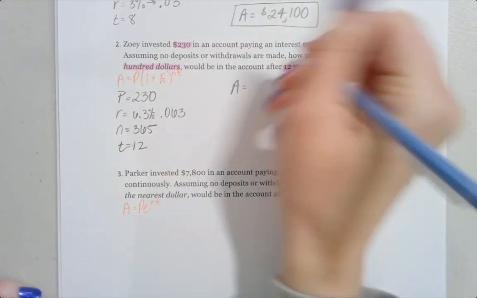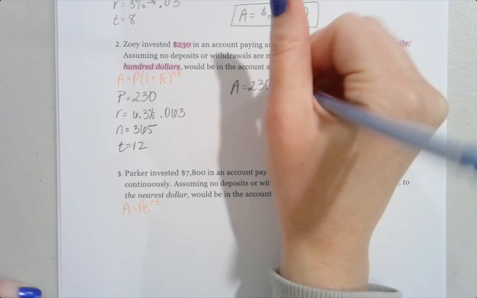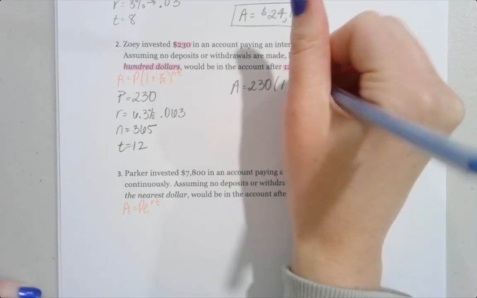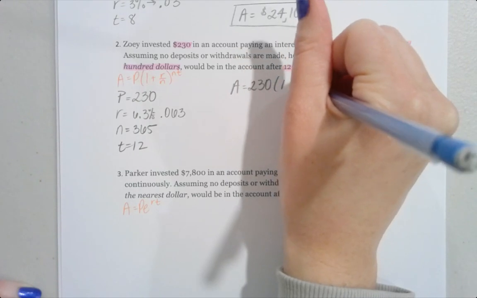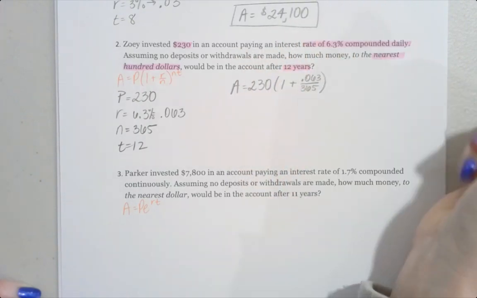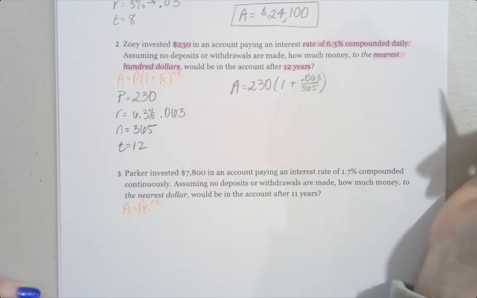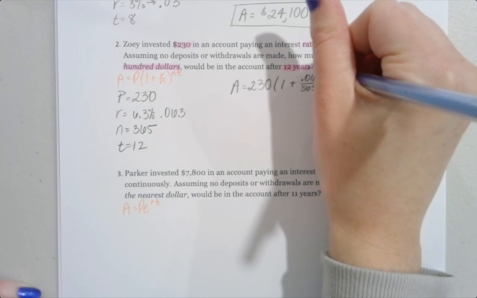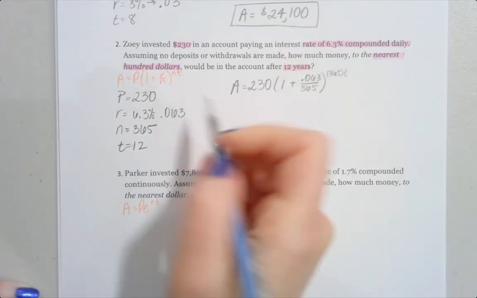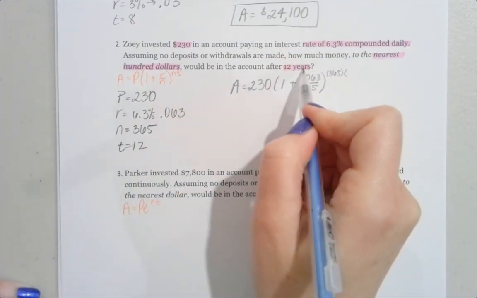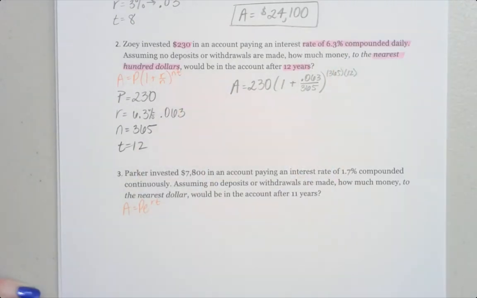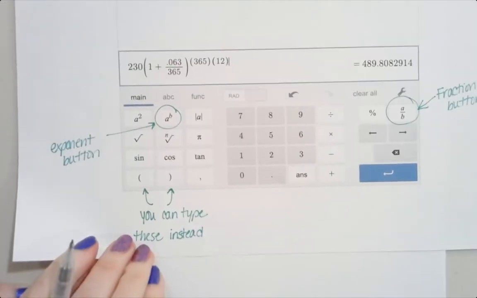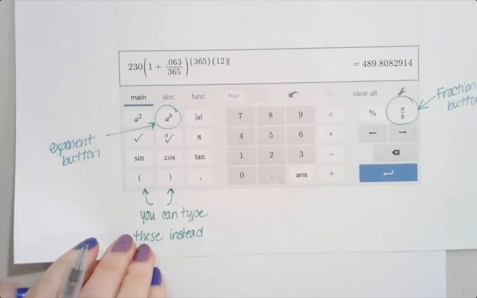So our total amount is going to be $230 times 1 plus our rate, which is 0.063, over the number of times per year, 365, to the power of, again, number of times per year, right? So 365 times the amount of time that we want to leave all this money in the account, which is that 12 years. So again, take a look. Desmos Scientific Calculator is pretty awesome. It can handle all of this, right? So take a look at that.